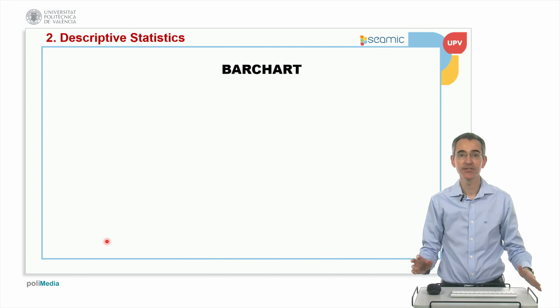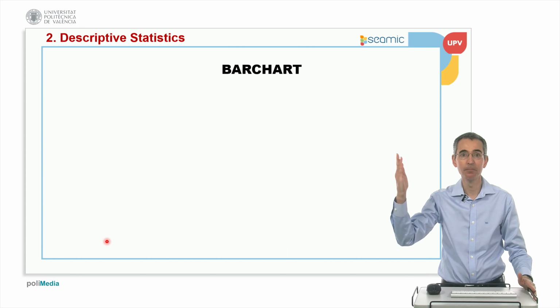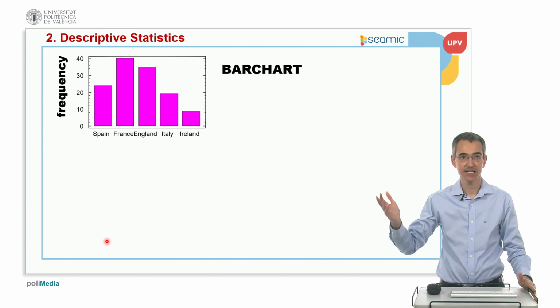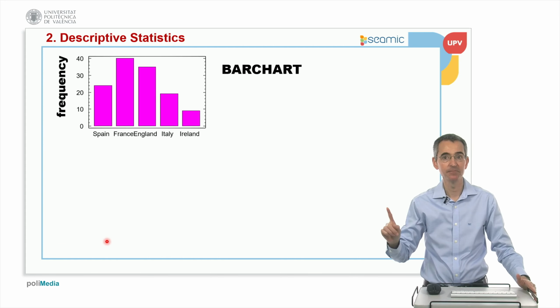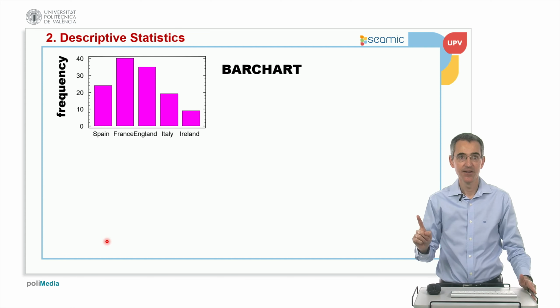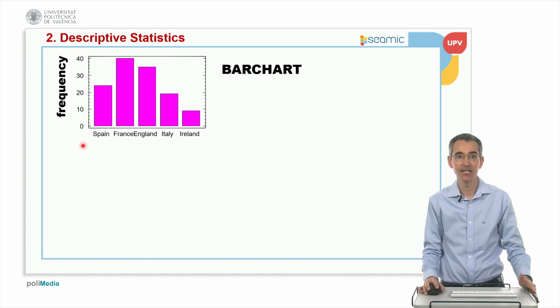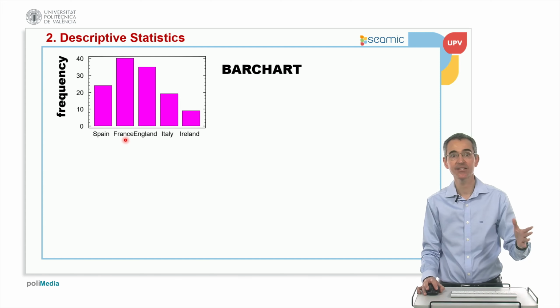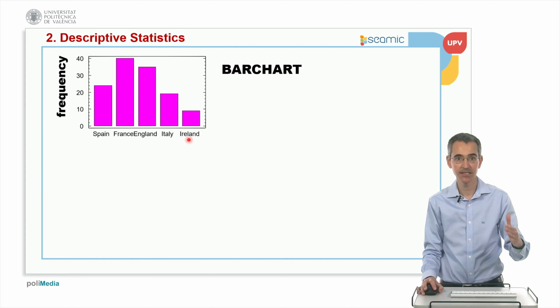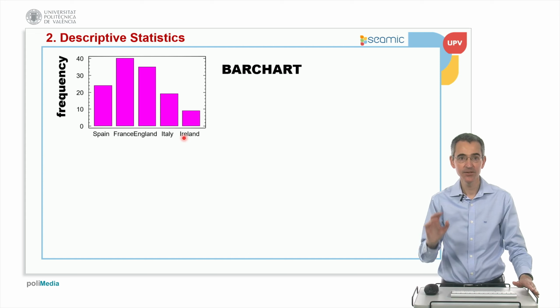Then another useful tool that we have in statistics is called a bar chart. A bar chart, for example, is something like this. It looks like a histogram, but it is not. It's quite different. For example, I can have the frequency of people that work in a certain profession, corresponding to different countries. The first bar corresponds to Spain, the second to France, the third to England, then Italy and Ireland, and so on. So it looks like a histogram.